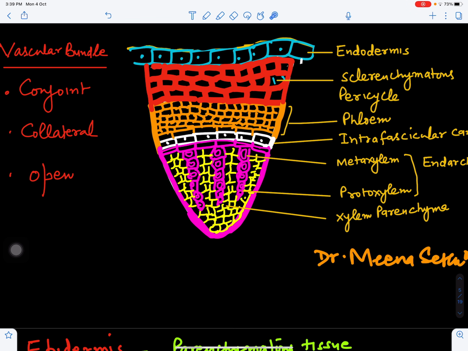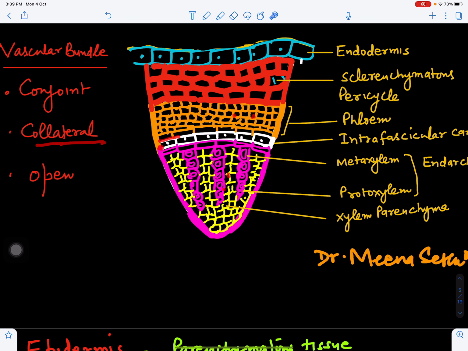Now, each vascular bundle is conjoint. Conjoint means this has phloem as well as xylem. When both are present, this word is used. This is called as conjoint. And collateral, when they are present at the same radius in the vascular bundle, this is called as collateral.